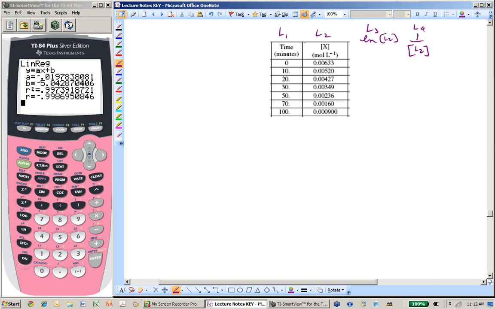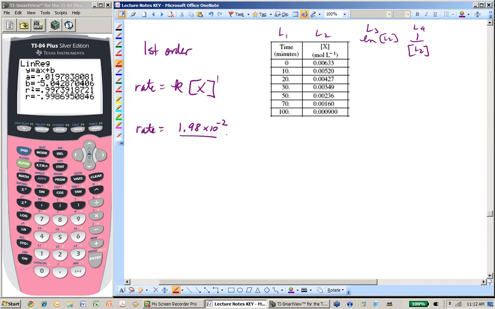Okay, so what does it mean? If L1, L2 would come out best, that would be 0 order. But L1, L3 came out best, so it's first order. If L1, L4 would come out best, it would have been second order. So first order, rate equals K, concentration, X to the 1. Don't have to put the 1, but I'm doing it for emphasis. Rate equals, I've got that data sitting on my screen, so I'm looking at A, and it's 1.98 times 10 to the negative 12.